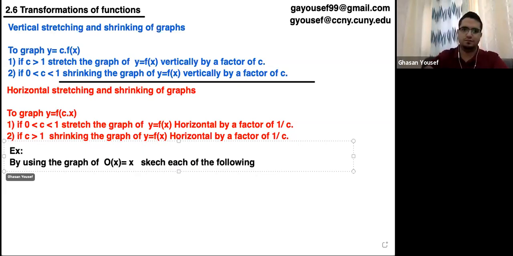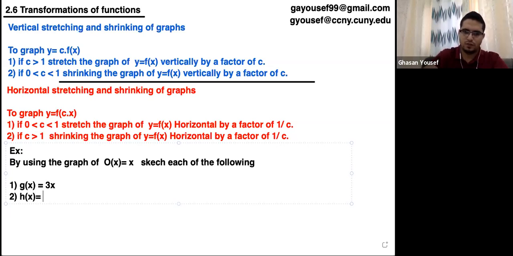Number 1, g of x equals 3 times x squared. The second one is h of x equals 1 over 3 x squared. And the last one, number 3, is d of x equals 2x squared.